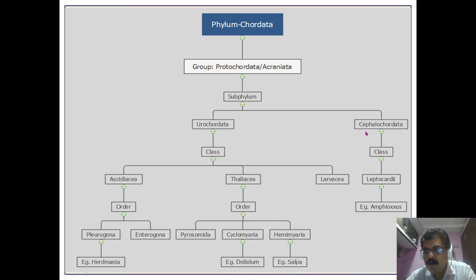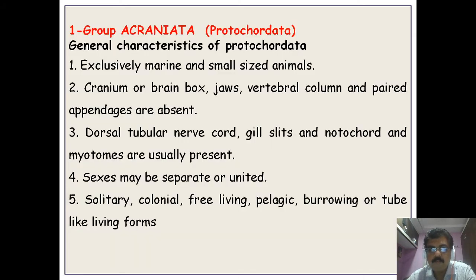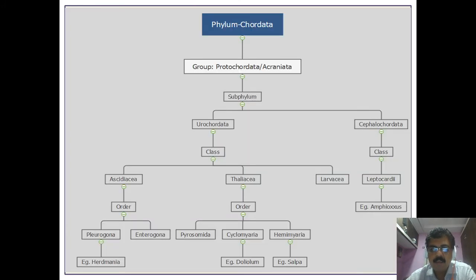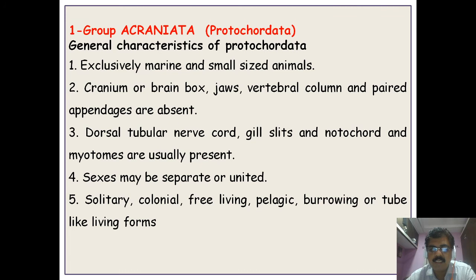And from Cephalochordata, the single class, that is Leptocardii, we have to study the single example, that is Amphioxus. Then on the next page, right to this, we have to write down the characteristics of the Acraniata or the Protochordata.